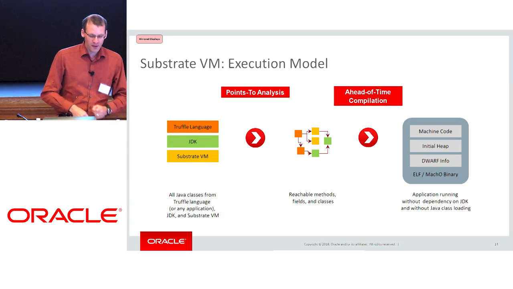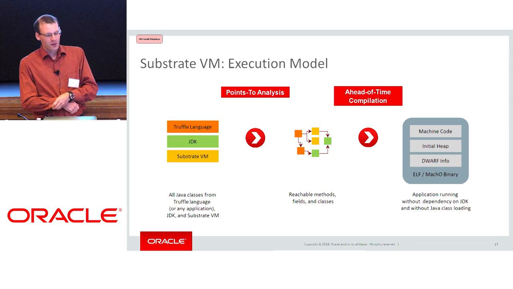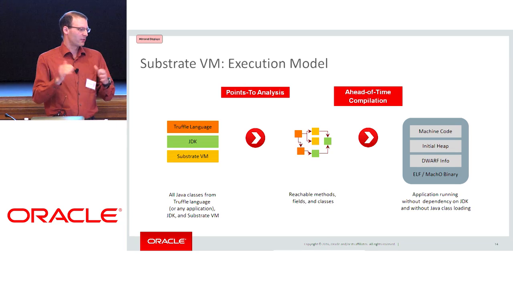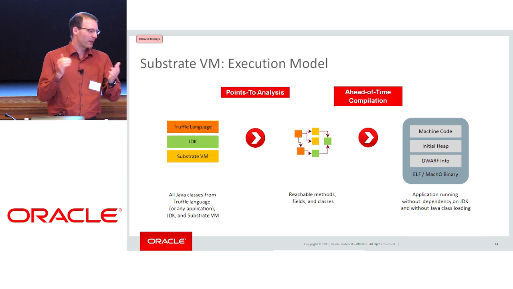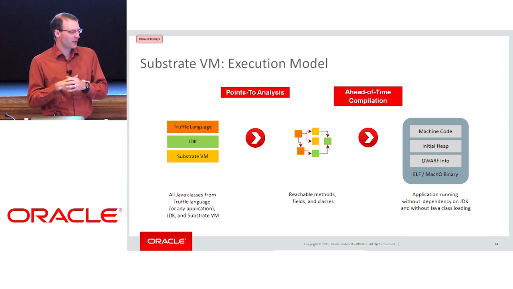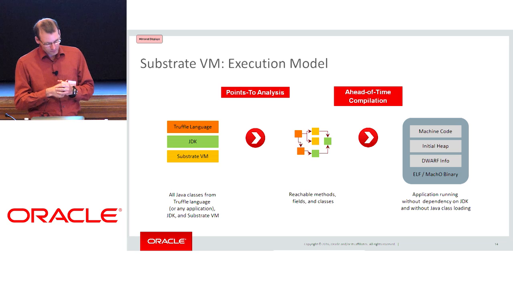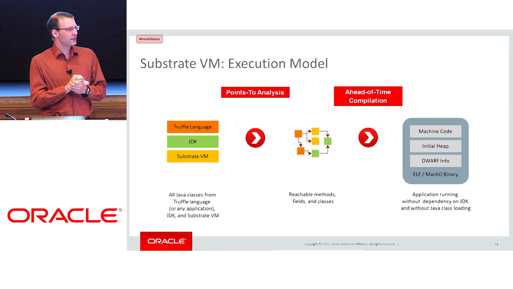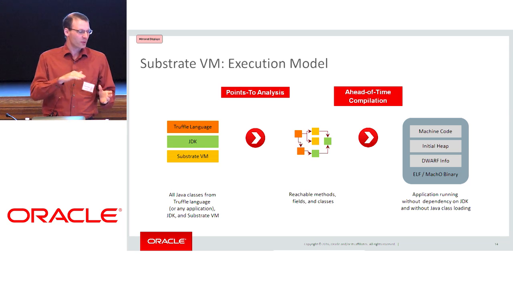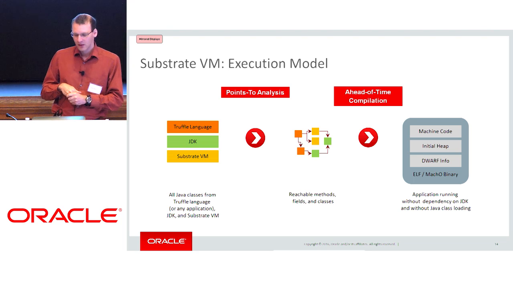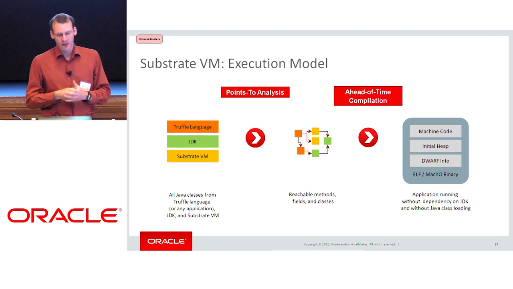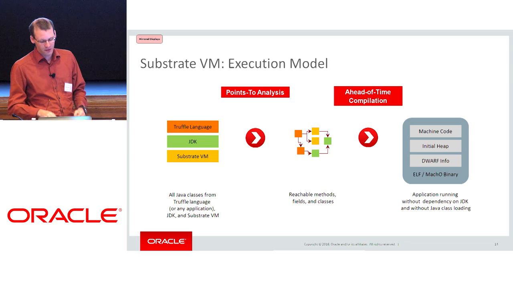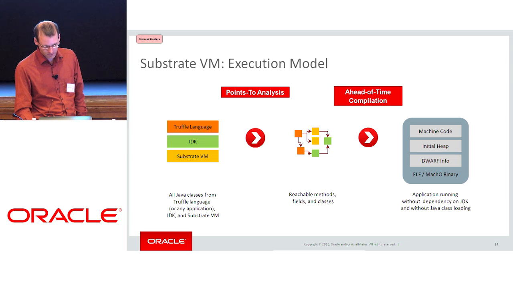But a few more words on how Substrate VM is working. What we are doing is we take all the Java bytecodes that we have, which is the JDK, our Truffle language implementation, and the Substrate VM runtime code. We do static points-to analysis to find out what is reachable, and then we use Graal to ahead-of-time compile that, and you get a single executable. On Linux, you get the ELF binary, and that's then your JavaScript binary.